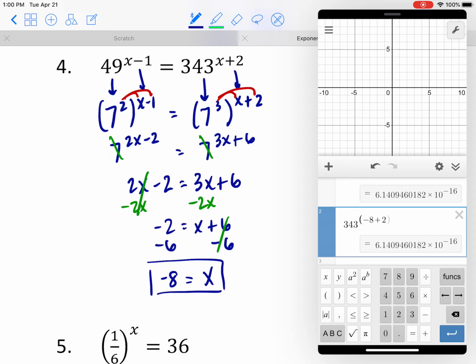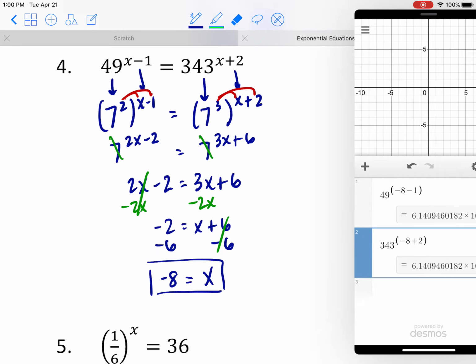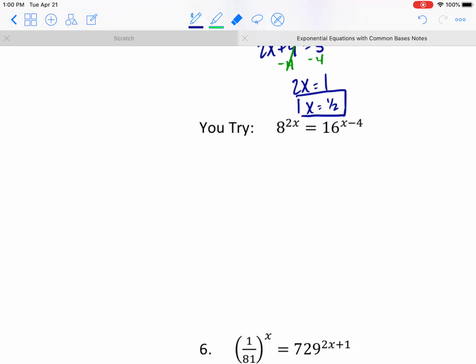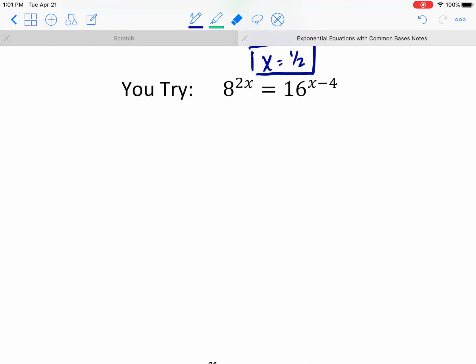Same ridiculous looking number. Now, the calculator is giving you scientific notation there, and that's because the decimal is really, really, really small. So think about if you had 343 and you're raising it to the negative 6th power. Remember, that's 1 over 343 to the positive 6th power. That's a really small decimal. Okay? So don't freak out about that scientific notation. All right, let's see. Another one for you to try.